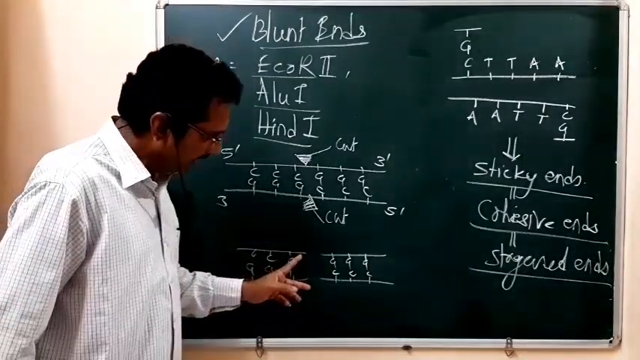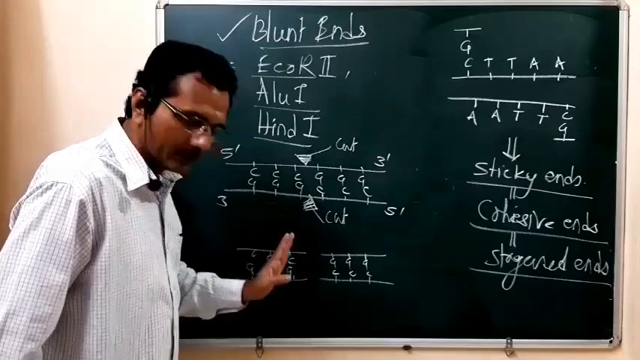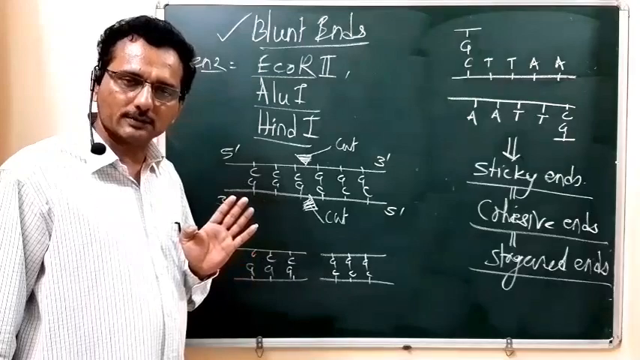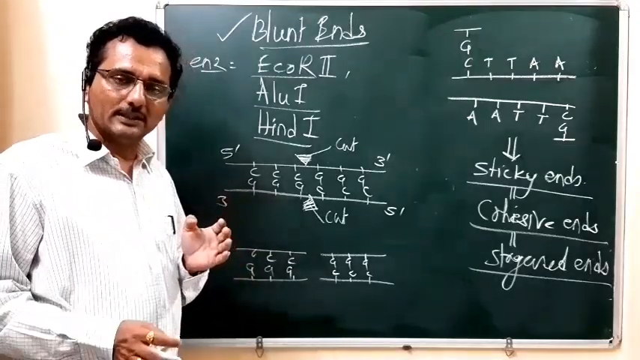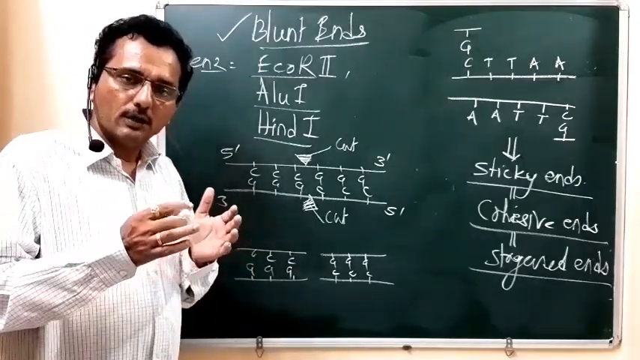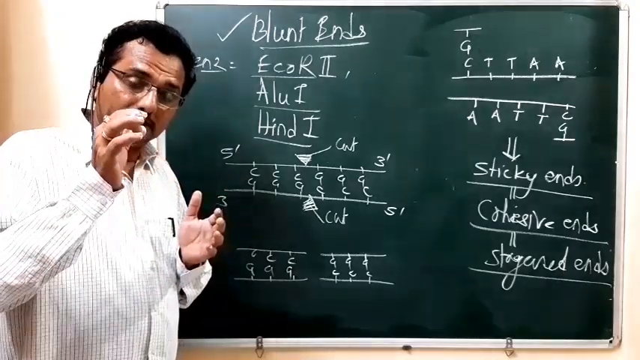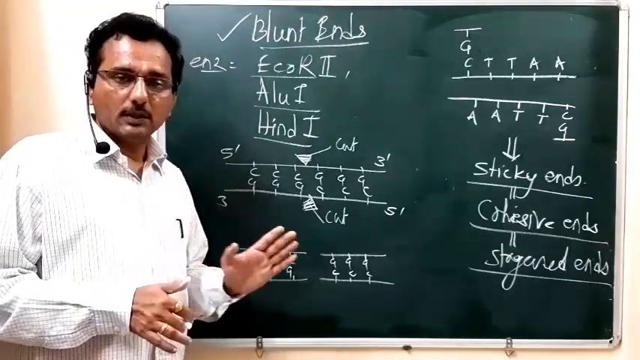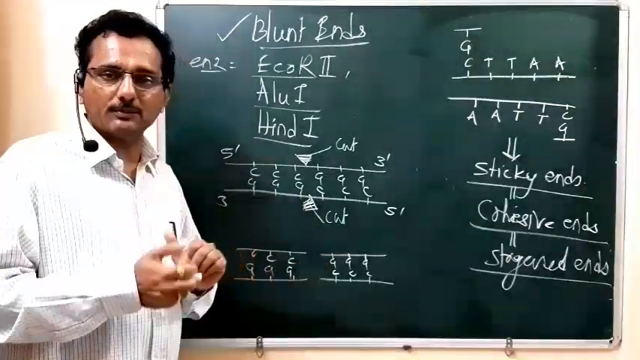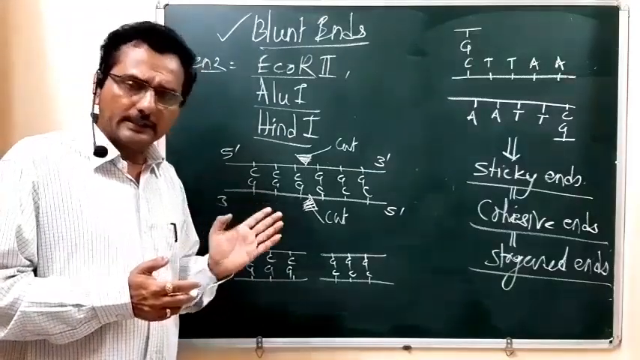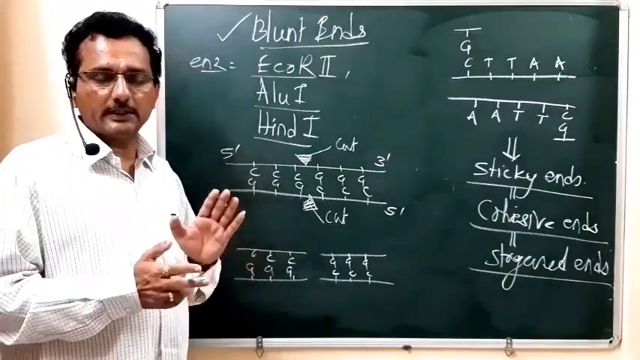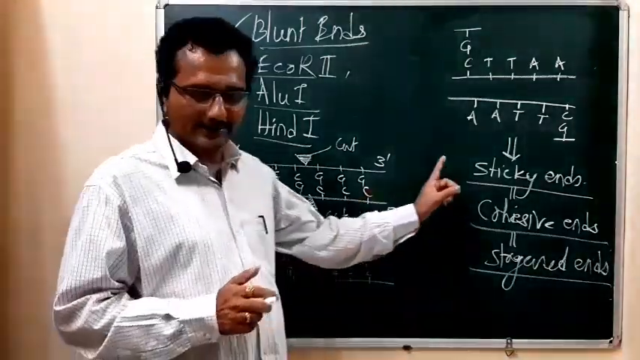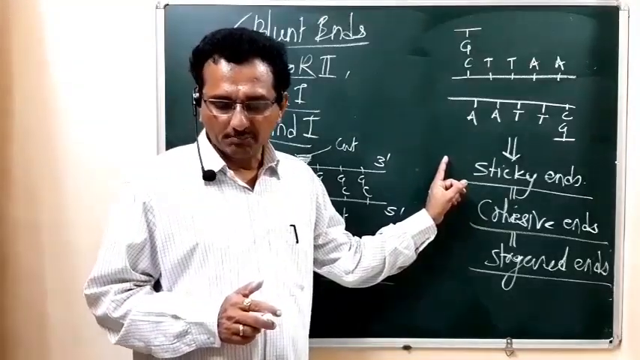This blunt end is never utilized in rDNA technology, but it can be utilized when there is an insertion of a DNA segment within the same genome. At that time the blunt end plays a most important role. Otherwise, in rDNA technology, the blunt end never plays an important role. We have to prepare such types of sticky ends.